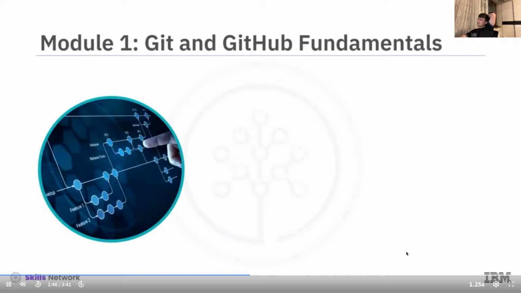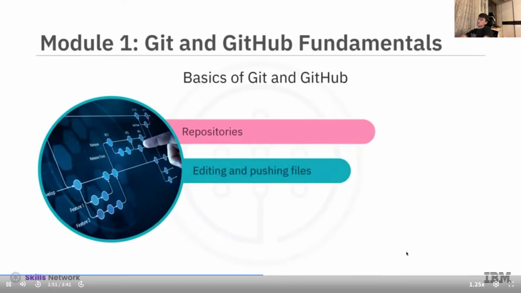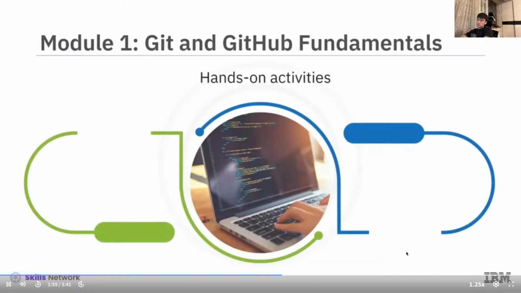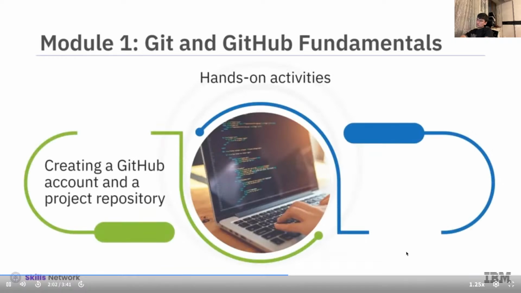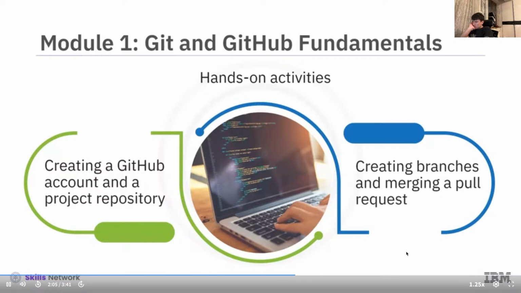The first module begins with the basics of Git and GitHub. It covers repositories and how to edit and push files in GitHub. This module will also introduce you to GitHub branches. As part of hands-on activities, you will create a GitHub account and a project repository. You will also create branches and merge a pull request on the web user interface.